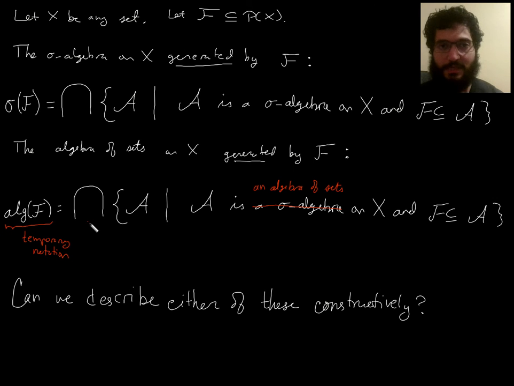And those can be proven to be equivalent, just like last time, using the principle that if you intersect two algebras of sets, then you get another algebra of sets. Or if you intersect any number of algebras of sets, you get an algebra of sets.